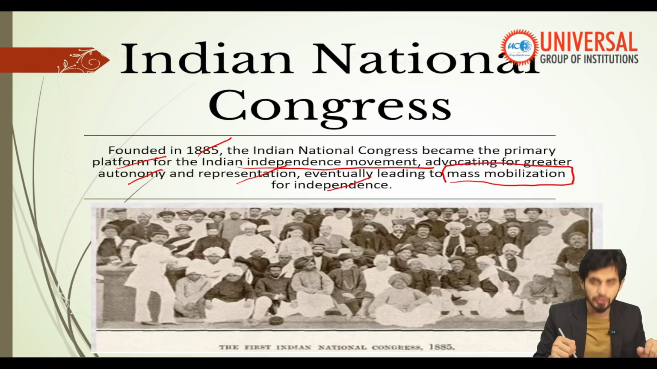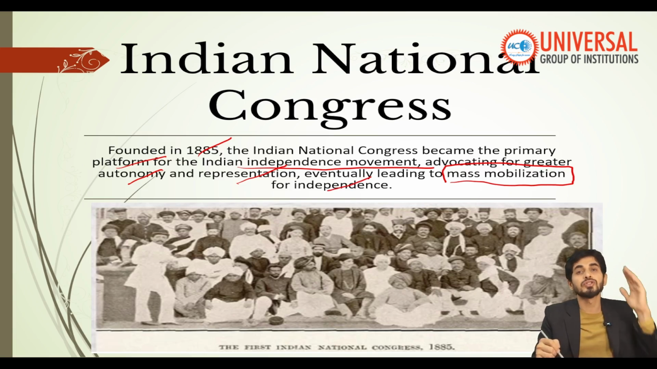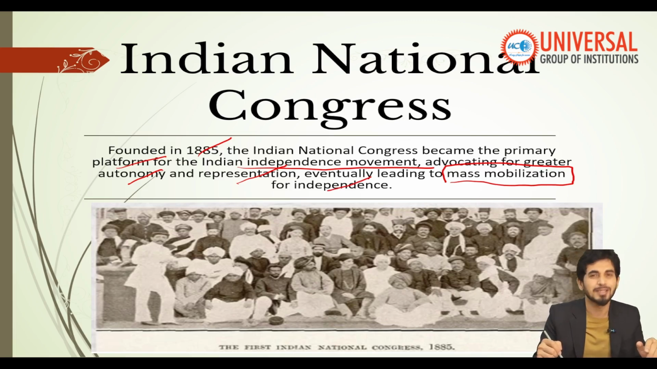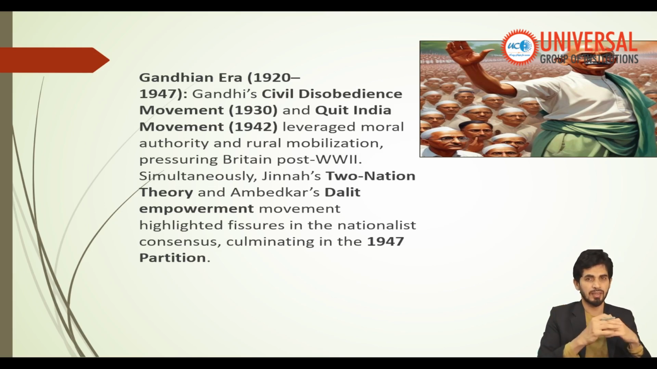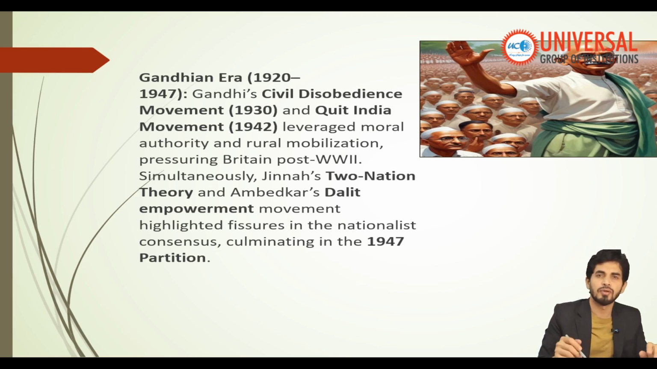So this is the picture that you can see, which was taken from the original first meeting of Indian National Congress in 1885. The next stage of the Indian freedom movement is the Gandhian era, where Gandhi takes over the leadership of the freedom movement, and it starts from 1920 and ends at 1947 with the partition of India.